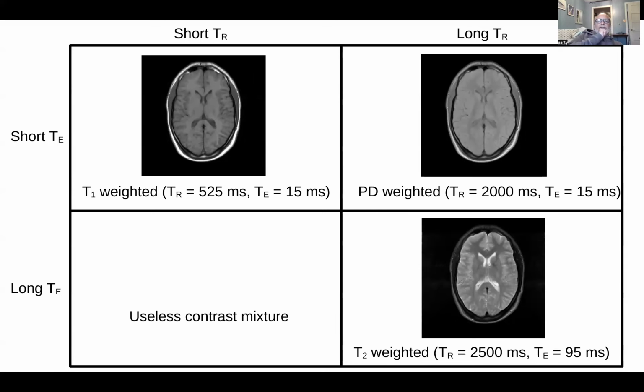Are there any questions so far? So that's essentially the preparation part of the pulse sequence. I'll just give you guys a few seconds to maybe pitch in and ask some questions.